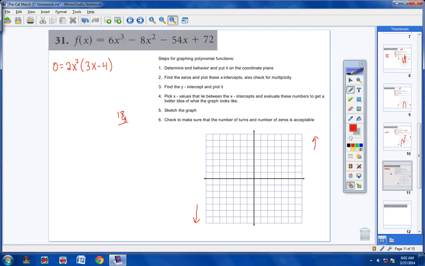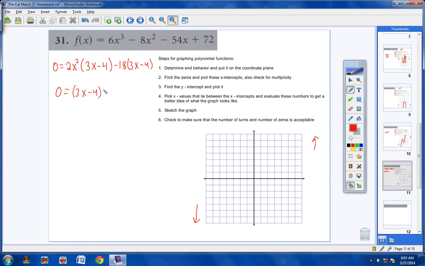So the largest number that goes into both of these numbers is 18, plus there's a negative sign here, so I'm going to pull out a negative 18. If I do that correctly, I am left with 3x minus 4. Negative 18 times 3x is negative 54x, and negative 18 times negative 4 is positive 72. So I'm doing pretty well here. My matching parentheses would be 3x minus 4.